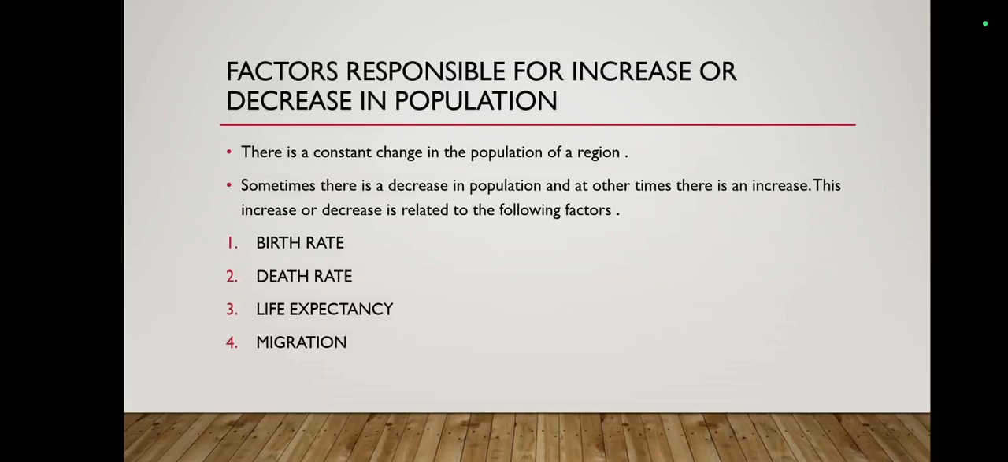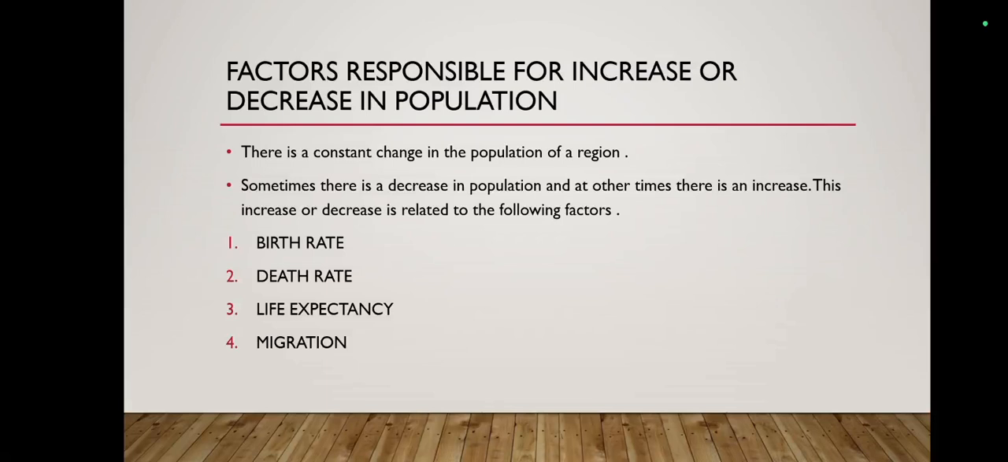First is birth rate. What is birth rate? The number of live births per 1000 people in a year is known as the birth rate. Now, what can be the causes of high birth rate? Illiteracy, universalization of marriage, son preference, joint family system, lack of awareness about family welfare services, etc. are some of the causes of high birth rate in India.